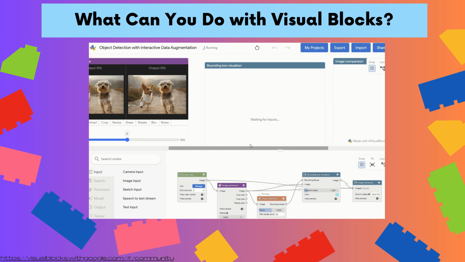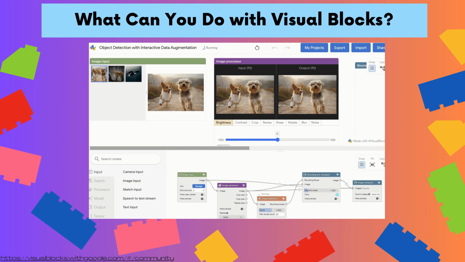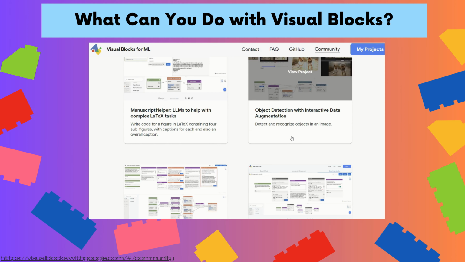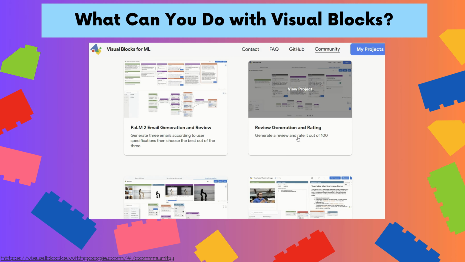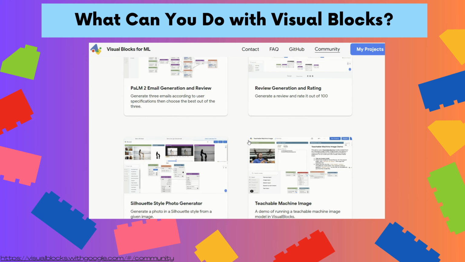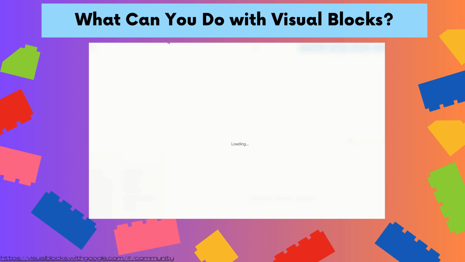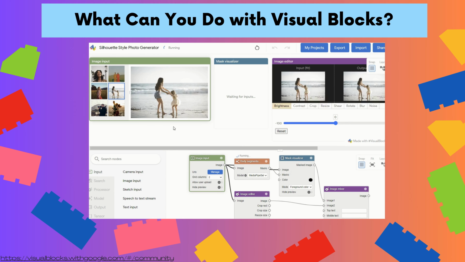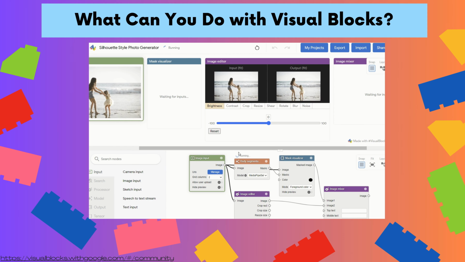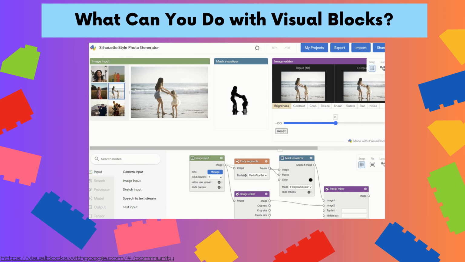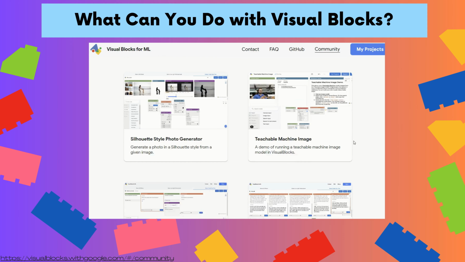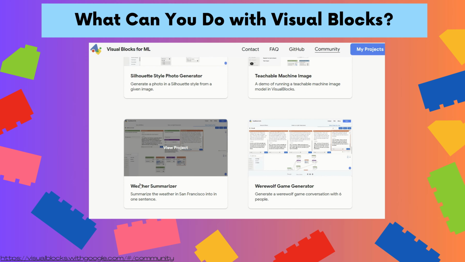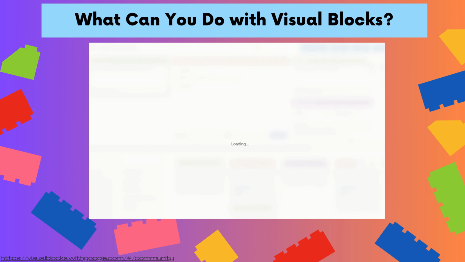Another one, as you can see, lots of different projects are shown in this page, is multimedia applications. Visual blocks simplify the creation of interactive multimedia experiences that integrate features like image and video processing, body language detection, and more. Another one very interesting is real-time applications. You can build applications that react to real-time data and user interactions. This is particularly useful for developing chatbots, recommender systems, and other dynamic applications.